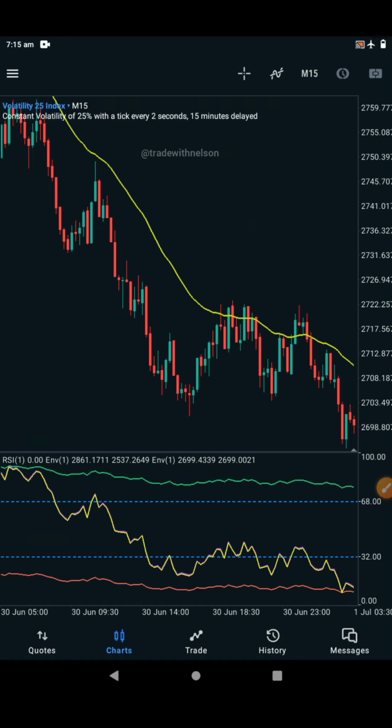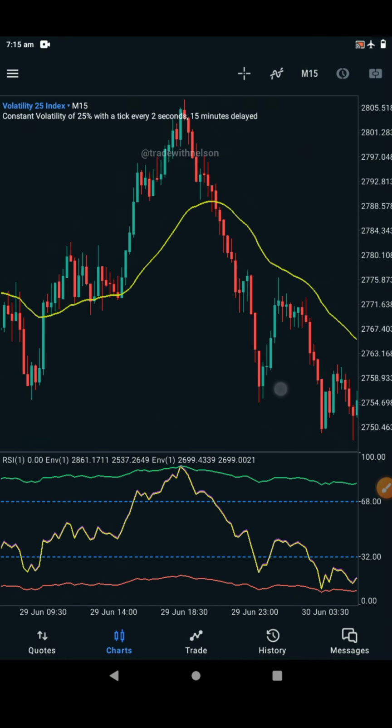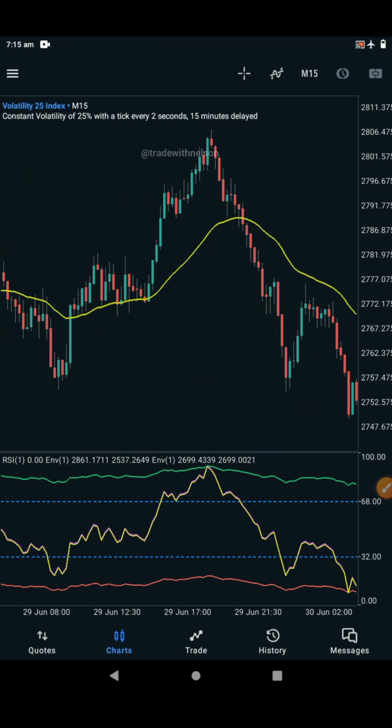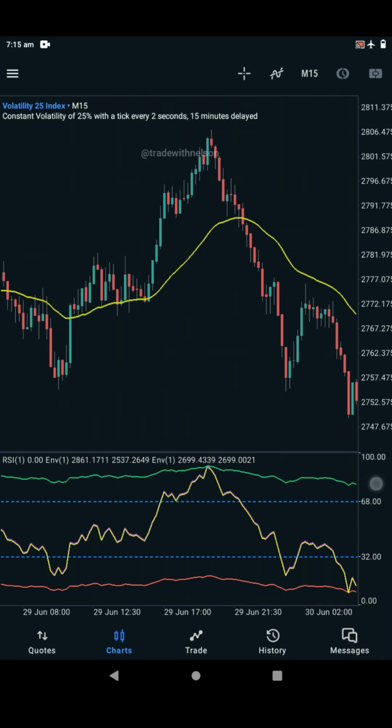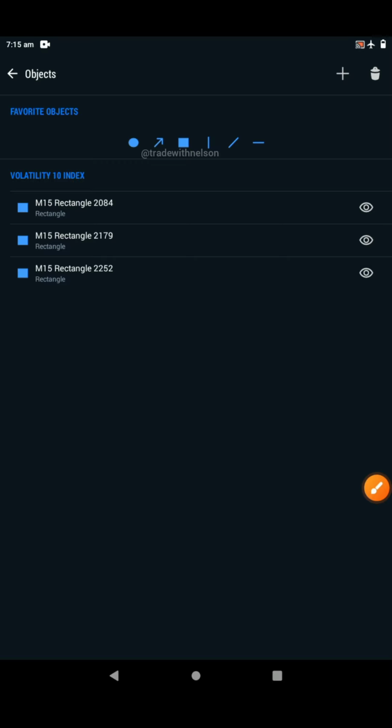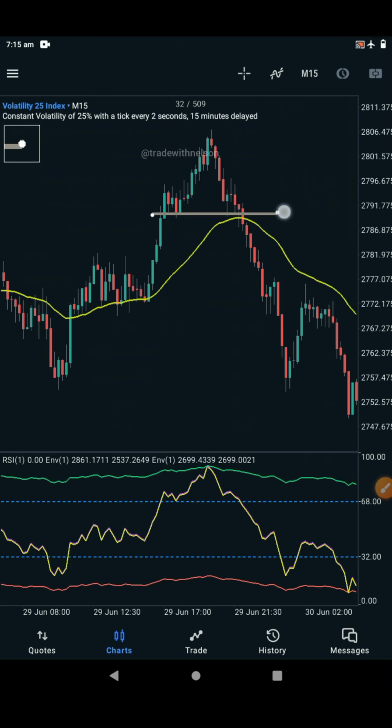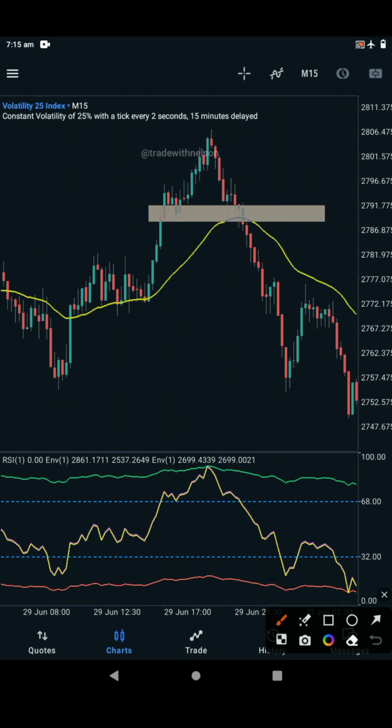So let's go to another market to let you know that it works perfectly in all the volatility index markets. You can see the market rallies to the upside. Once you have the rally, touches the upper band of the envelopes, then you want to mark out your recent resistance level or support level, which should be here. You have the break of the 68 level. The market did not come to retest that level.